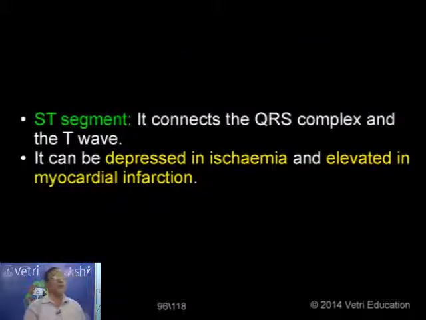Now, for example between S and T, just as between Q and R, or between P and R, we have either an interval or a segment. Accordingly, we have the ST segment. A segment means it connects one wave to another. So it connects the QRS complex and the T wave. The QRS complex and T wave are connected by means of the ST segment.